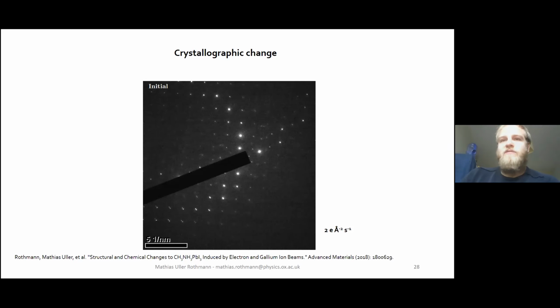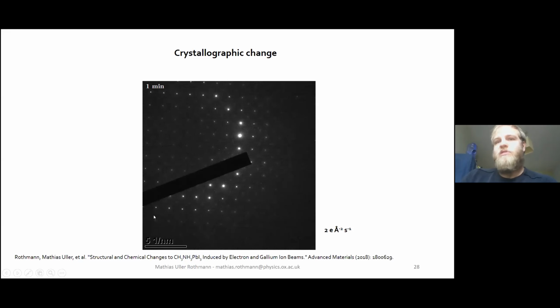So again, here's a diffraction pattern. You see some spots coming across diagonally. You can ignore those, they're from a separate grain. But other than that, we have a really nice, beautiful square diffraction pattern. We see these double spots down here in the bottom left-hand corner. This is indicative of crystallographic twinning. But you can see after just 1 minute of exposure to electrons per square angstrom, those double spots are gone.